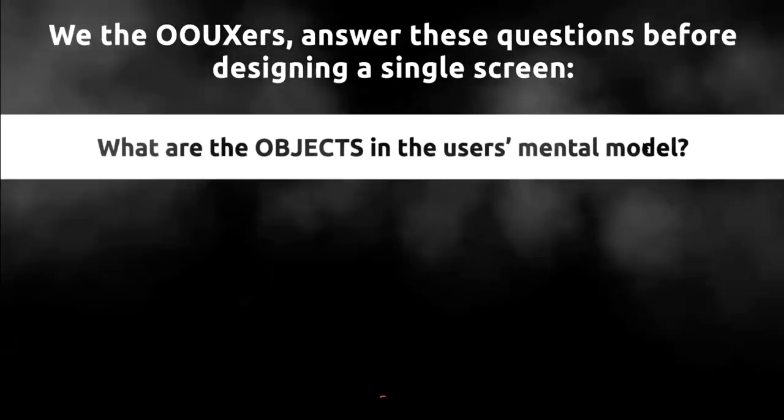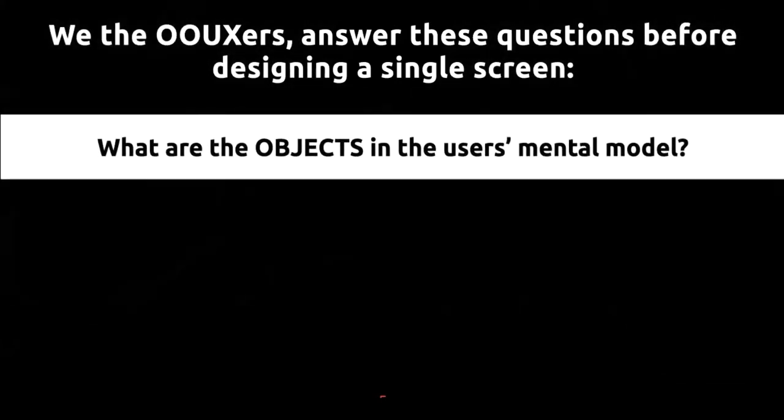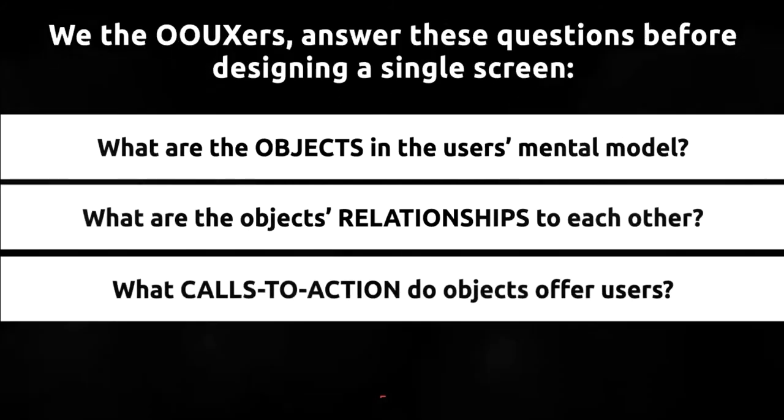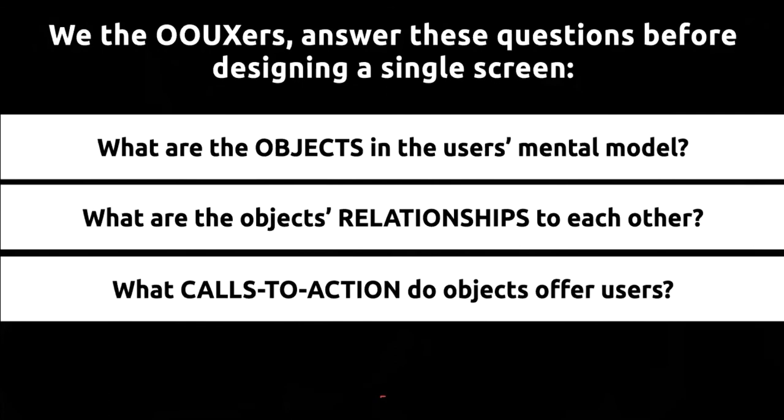So here are the questions that we ask. What are the objects in the user's mental model? No surprise there. What are the objects' relationships to each other? We talk specifically about the cardinality of the relationships, which we're not going to get into today, but that's basically: does this thing have many of these things, or does this thing have one of this thing? So it's those has-a relationships that developers like. We like them too.